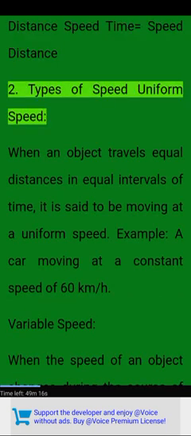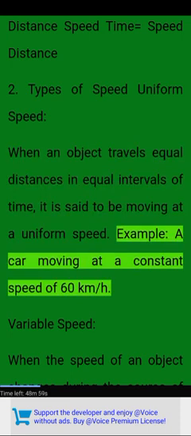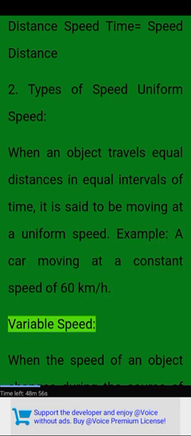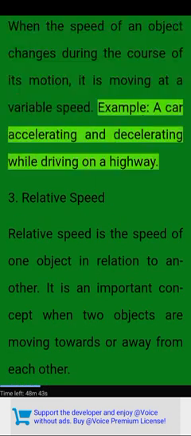2. Types of speed. Uniform speed. When an object travels equal distances in equal intervals of time, it is said to be moving at a uniform speed. Example, a car moving at a constant speed of 60 km per hour. Variable speed. When the speed of an object changes during the course of its motion, it is moving at a variable speed. Example, a car accelerating and decelerating while driving on a highway.